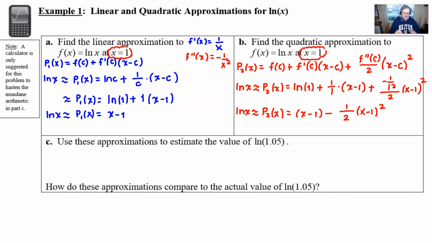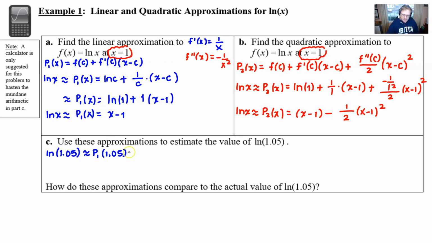All right, so that would be the equation of my second degree polynomial that apparently will look a little bit more like natural log of x. Now, I like part C. It says use these approximations to estimate the value of, say, the natural log of 1.05. Well, it won't be too difficult to approximate the natural log of 1.05 using either of these, because we would just simply plug in 1.05 for our x.